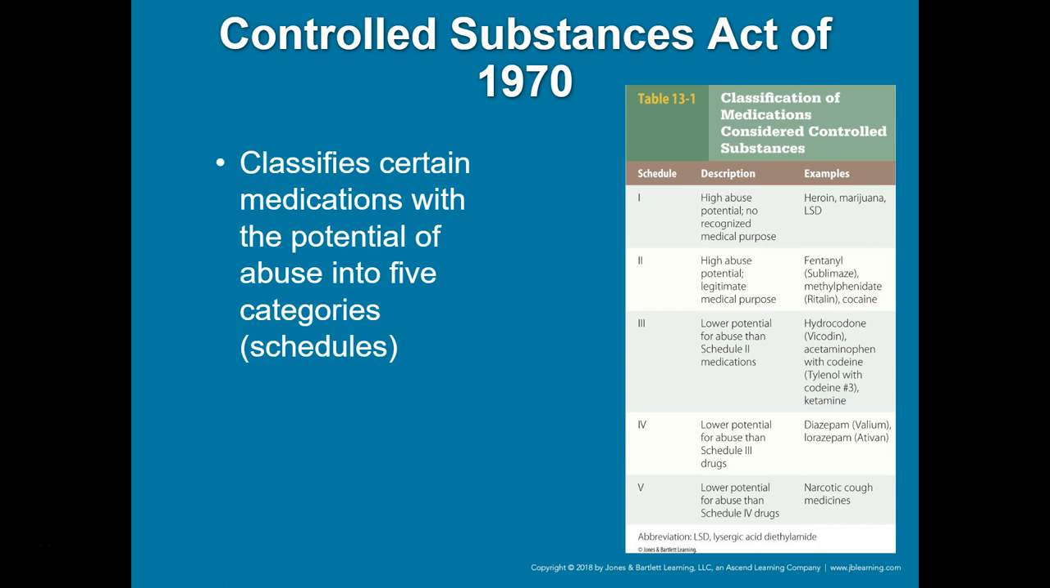So any drug that we have on the ambulance from Schedule 2 through Schedule 5 has to have a certain system of tracking. It has to be locked up behind two sets of locks. There's a lot of record keeping that has to be done on anything that falls on that schedule, the controlled medication list.